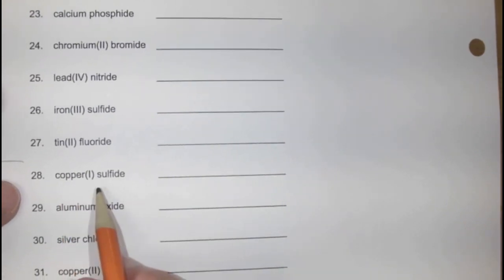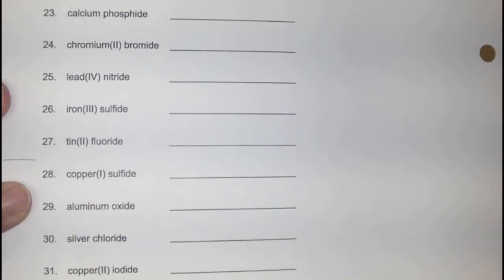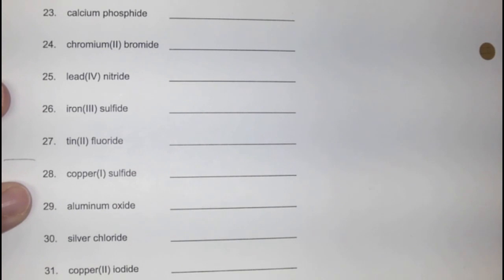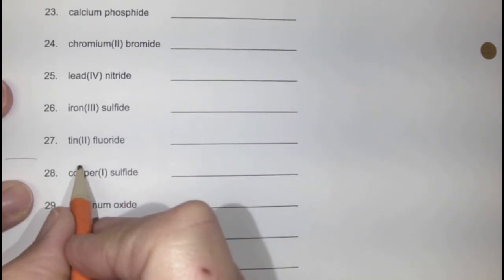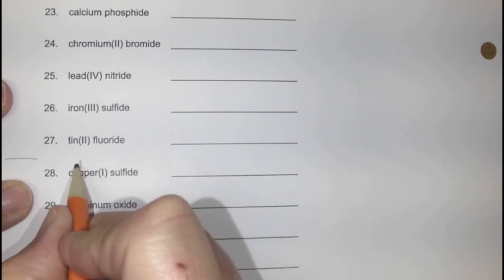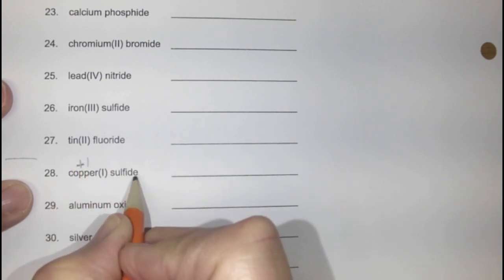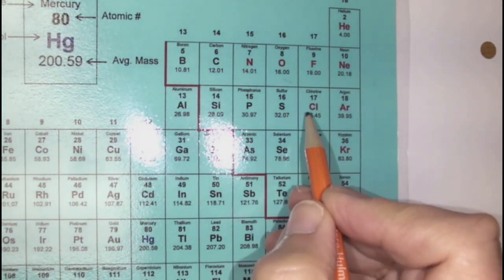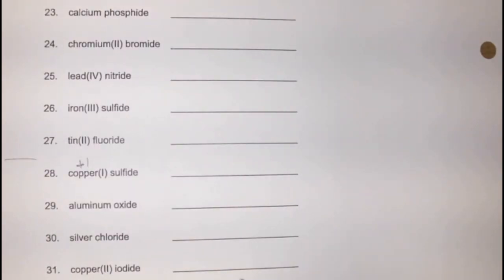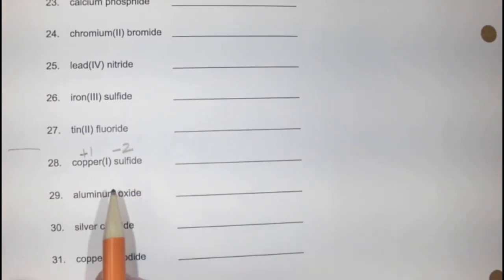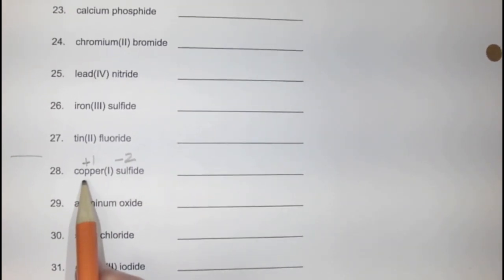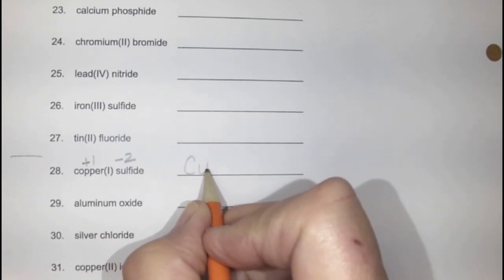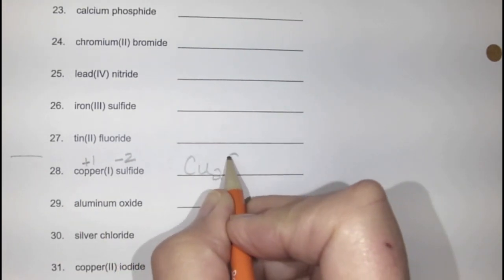Okay, for the last 5, this one here, copper(I) sulfide. So when I'm writing the formula, what I need to figure out is what the charges are, and then from there the ratio. So copper, this is +1 because that's what the Roman numeral tells us. Sulfide is in group 16, so it's going to gain 2 and be -2 charge. So if this is +1 and this is -2, I'm going to need 2 of those. So my formula becomes Cu2S.